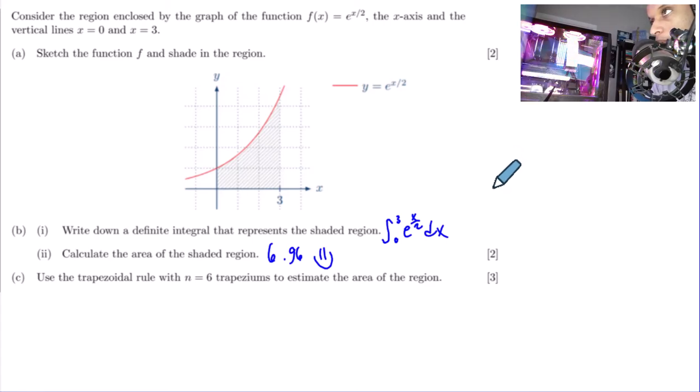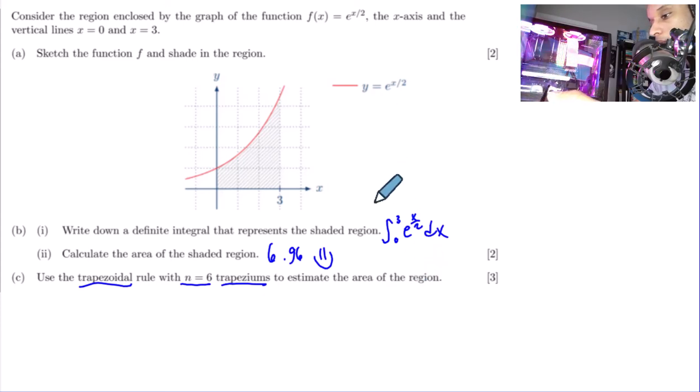All right, for this last part, part C, it says use the trapezoidal rule with n equals 6. They want 6 trapezoids. They call it trapeziums, that's just a fancy English term for trapezoid. Use 6 trapezoids to estimate the area of the region.